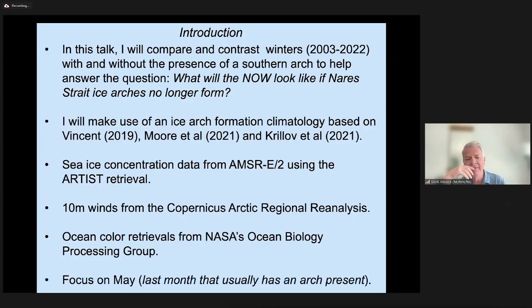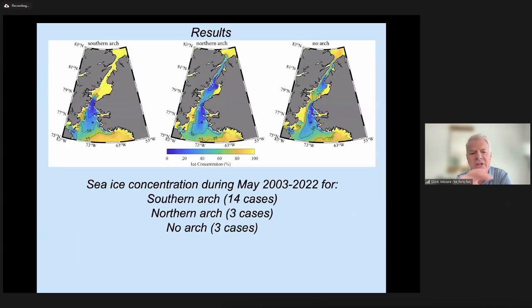I'm going to focus on May because May is the last month that usually has an arch present. The results aren't much different if one looks earlier in the winter as well. What I've done is categorize the sea ice concentration during May into 3 categories: when a southern arch is present, when a northern arch is present, and when no arch is present. In this period, there are 14 winters that had a southern arch, 3 winters that had a northern arch, and 3 winters which had no arch present.